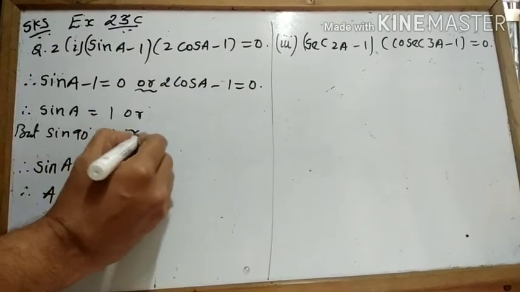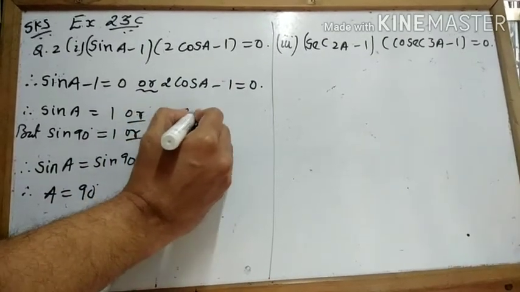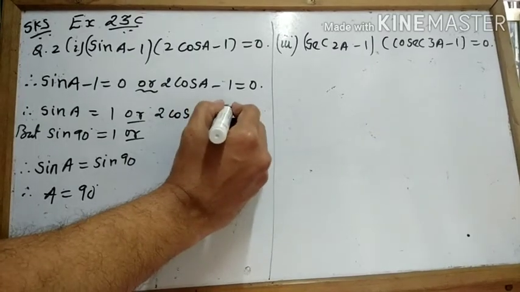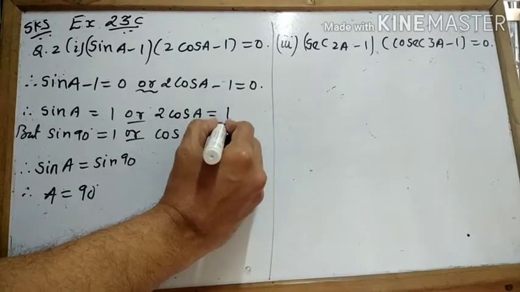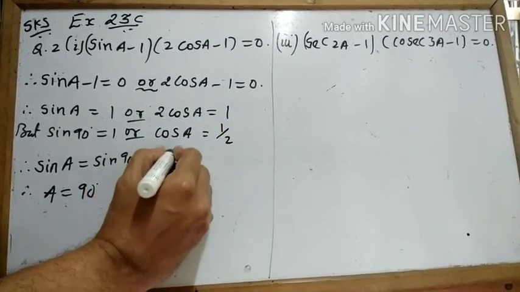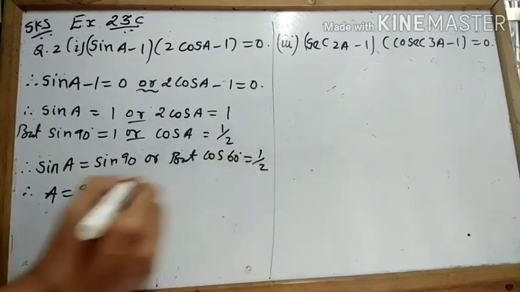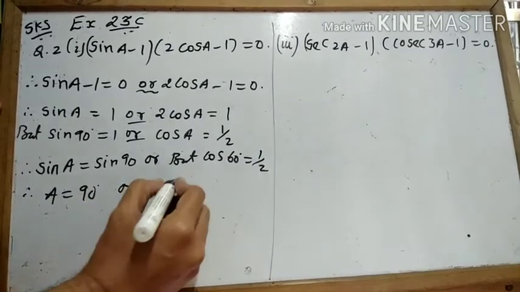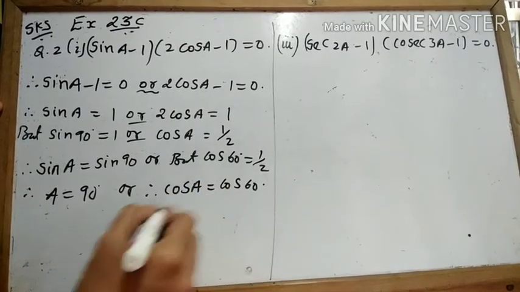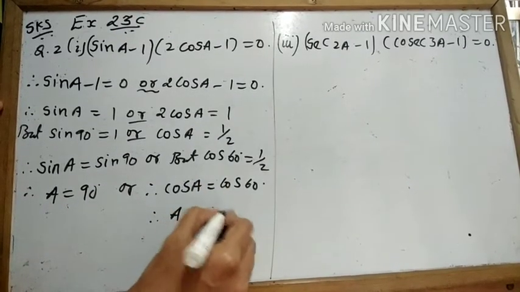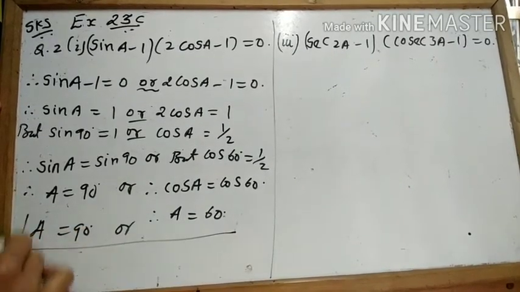So I'll write down the next part as I will be solving for this equation. I can say 2 cos A equal to 0 plus 1, that is 1. Therefore, cos A will be equal to 1 upon 2. But from the tabular values, we know cos of 60 degree is equal to 1 upon 2. Therefore, I can say that cos A is equal to cos of 60 degree. Therefore, A is equal to 60. So we are having two different values of A. A can be either 90 degree or 60 degree.